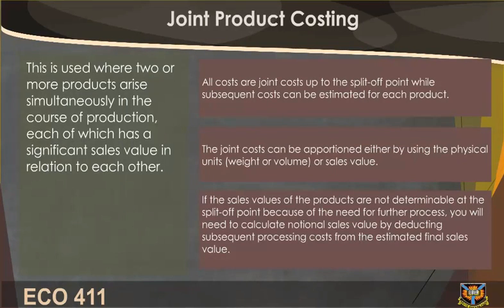Joint product costing. This is used where two or more products arise simultaneously in the course of production, each of which has a significant sales value in relation to each other. All costs are joint costs up to the split-off point, while subsequent costs can be estimated for each product. The joint costs can be apportioned either by using the physical units, weight or volume, or sales value.